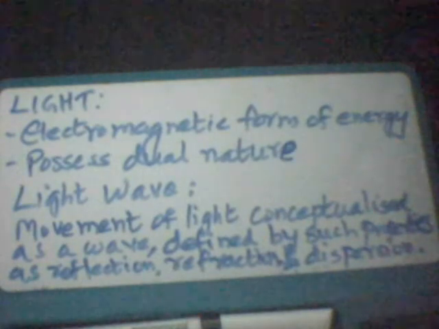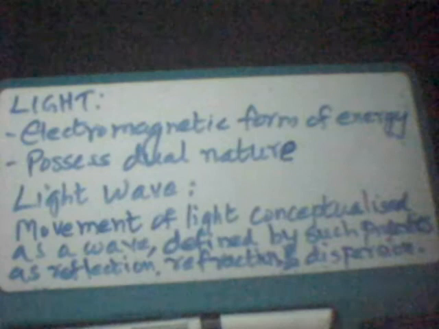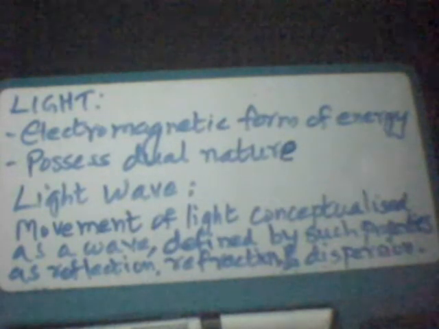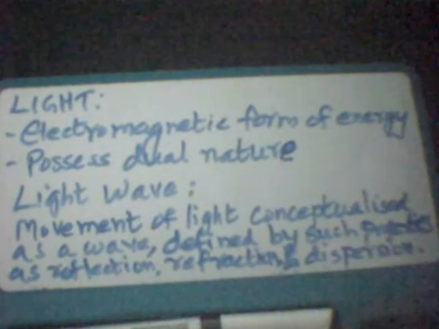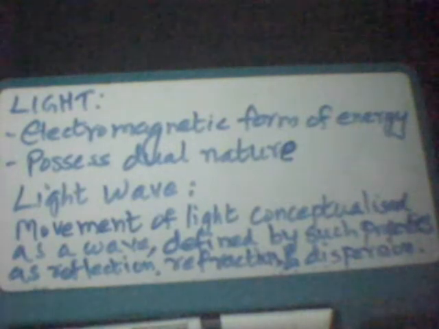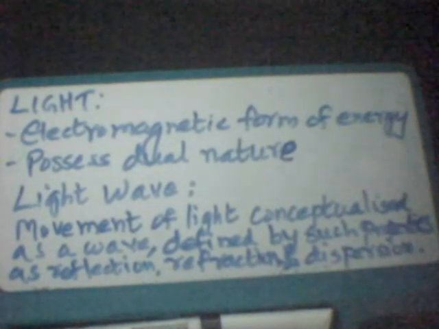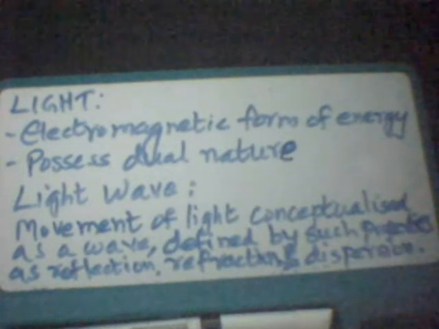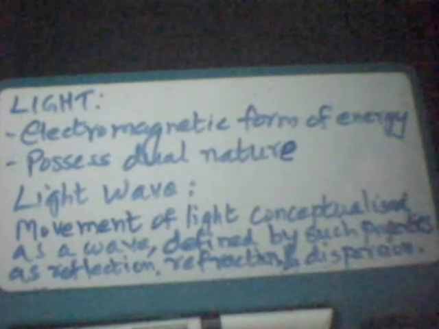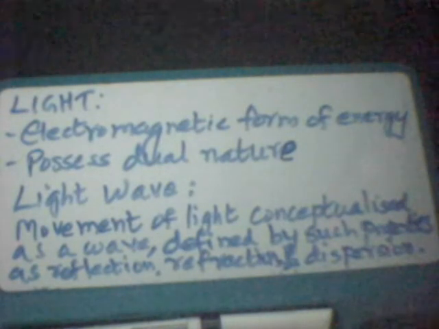As we all know, light is an electromagnetic form of energy, which means that light is a part of the electromagnetic spectrum. Light is conceptualized as having a dual nature, that of a particle and that of a wave, and a light wave is the movement of light conceptualized as a wave defined by such properties of light as reflection, refraction, and dispersion.